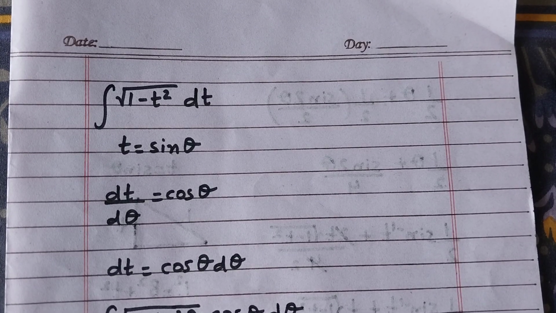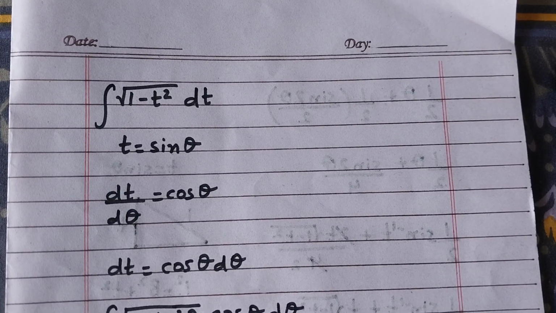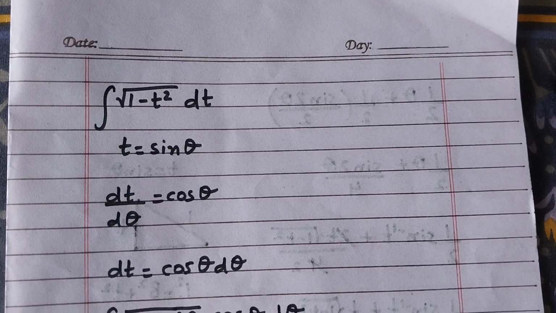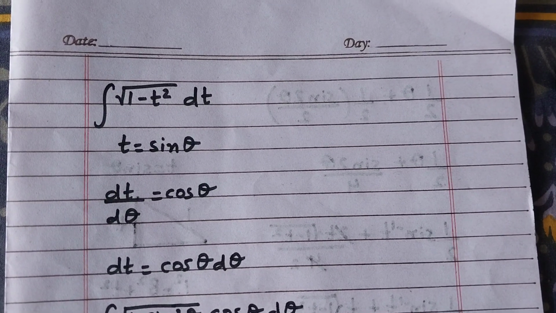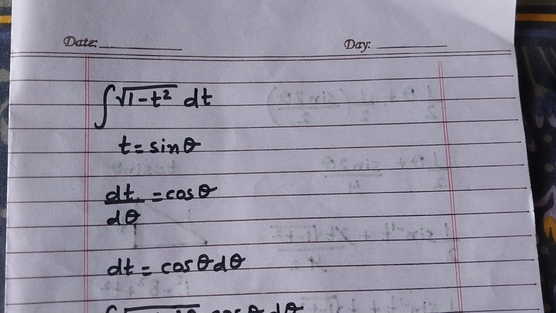We also need to replace this dt, because we want this integral to be in terms of theta. So we will take the derivative of this t with respect to theta. So it will become dt over d theta, and the derivative of sine theta is just cos theta. So this will become dt is equal to cos theta d theta.